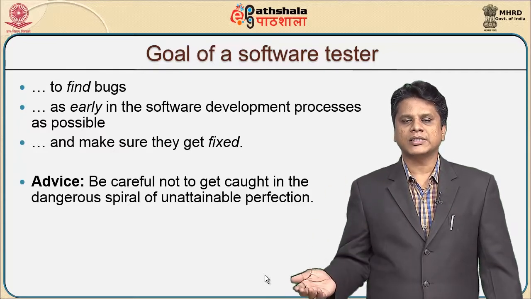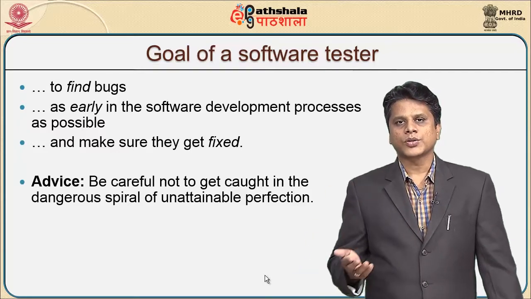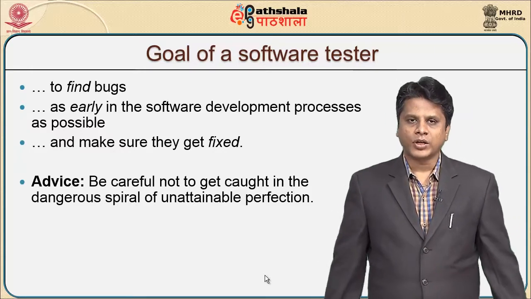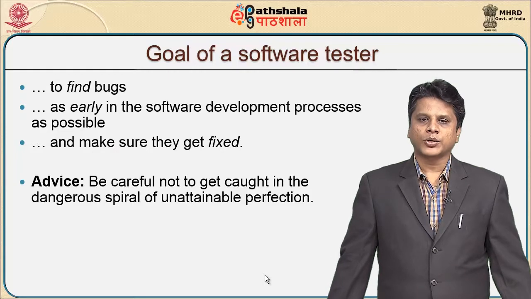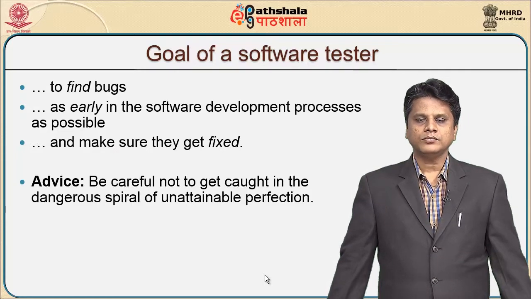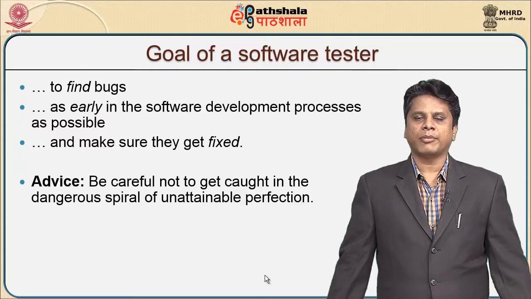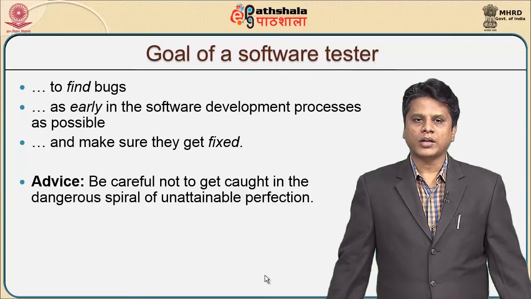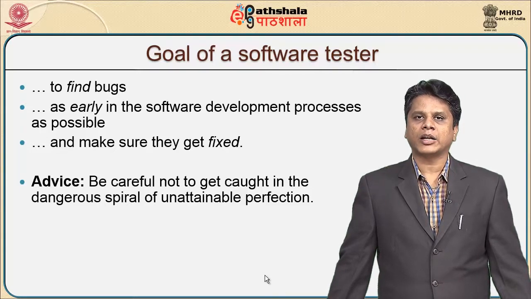If it is mentioned at the design level, map it with the cost. So, we may have to reduce the cost of the faulty software and make sure that they get fixed very early. One of the pure advices that we can make out as part of software testing is: be careful not to get caught in the dangerous spiral of unattainable perfection.